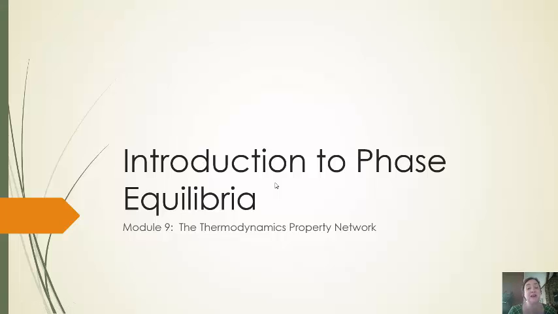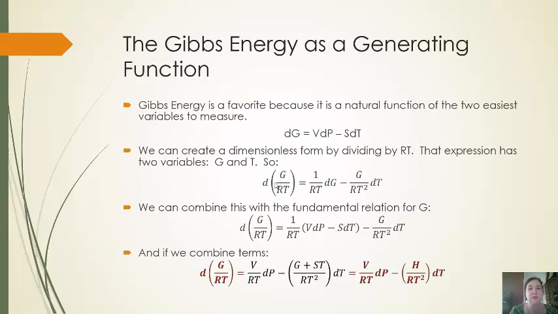And this is the final video in this series on using fundamental relations, Maxwell relations, and measurable quantities. So the last thing we want to do is talk a little bit more about Gibbs energy. Gibbs energy turns out to be our favorite of the energy functions in chemical engineering. One of the primary reasons is it's naturally a function of the two easiest variables to measure, P and T.